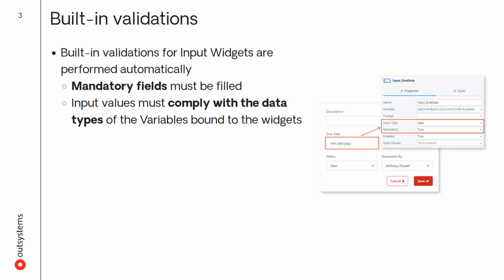Built-in validations for the input widgets are performed automatically and don't require additional logic. There are two types of built-in validations. Mandatory input fields must be filled, and the values submitted to the input fields must comply with the expected data types. Each input field has two properties, input type and mandatory, as we can see on the due date input field. The input type property should have the same data type of the variable bound to the widget, so the value submitted to that input field must comply with that data type. The mandatory property defines if the input field is mandatory or not.